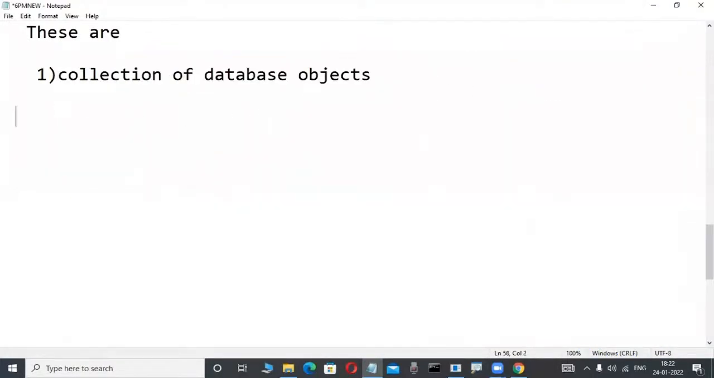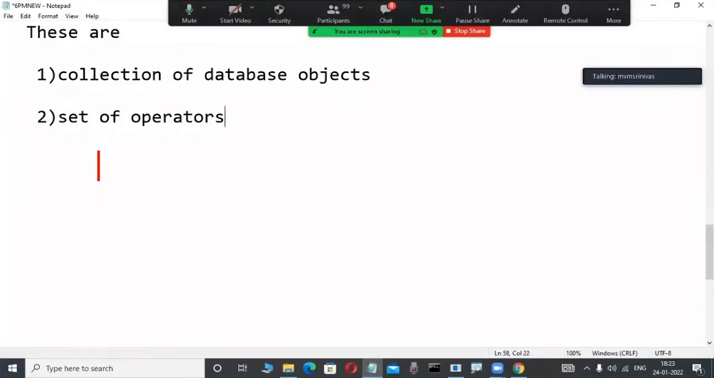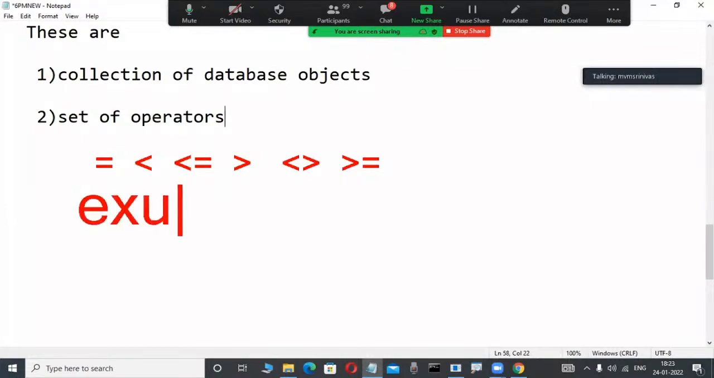In our courses we are learning not only the collection of database objects. In any relational data model product we also observe another easy concept. What is that? A set of operators is available. Operator means, as in C language or Java, is equal to, less than or equal to, greater than or equal to, not equal to. These types of operators are there. But here, a set of operators means different operators are there in every relational data model.